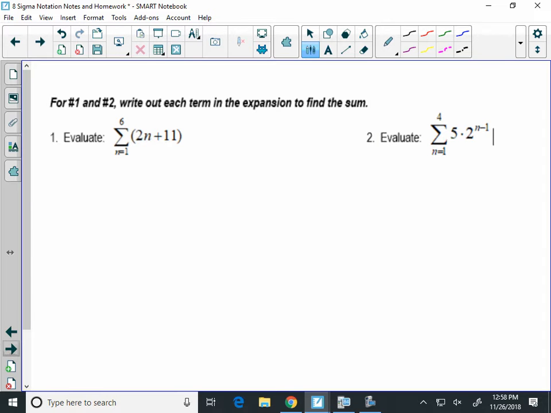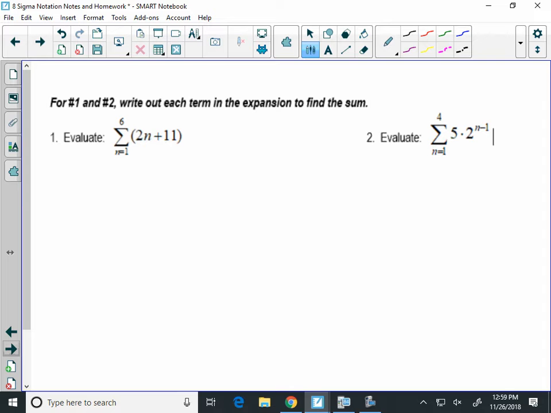Now, the first two problems here are going to be the slow way. So we have a slow, a medium, and a fast way for doing sigma notation. For 1 and 2, we're going to go the slow way. It's not that horrible. But we're going to evaluate. Now, what this says is the sum from n equals 1 to 6 of 2n plus 11.